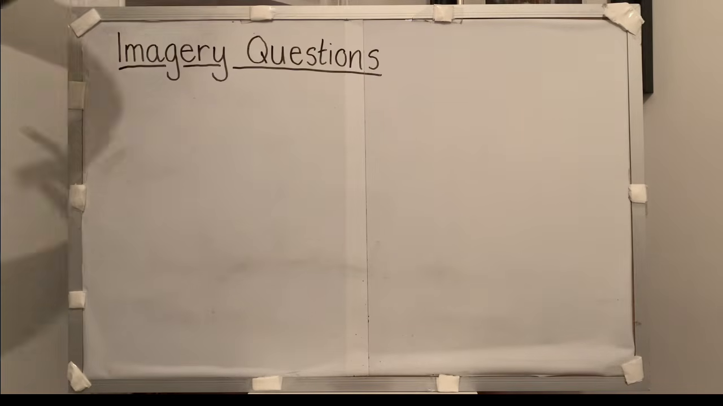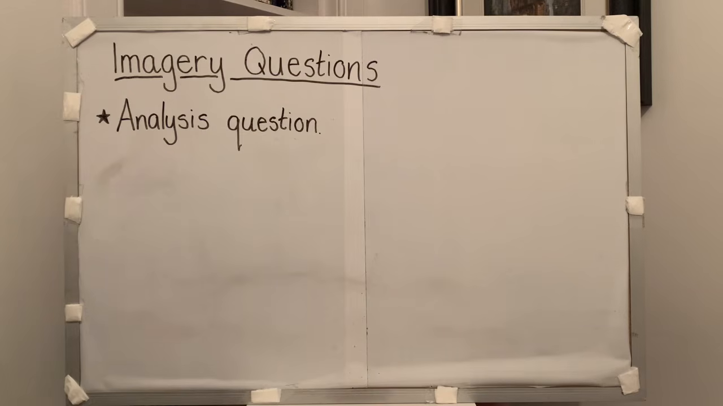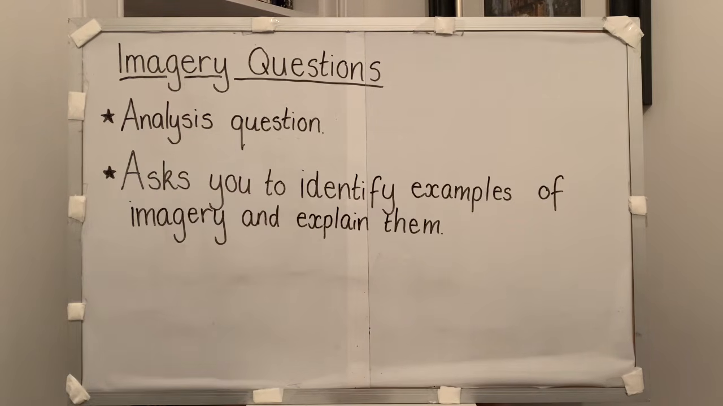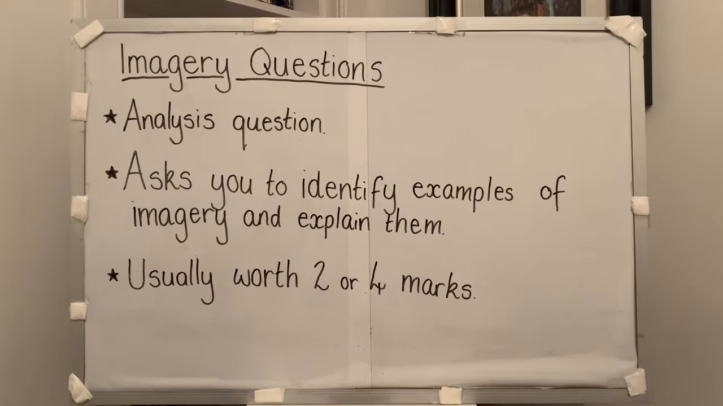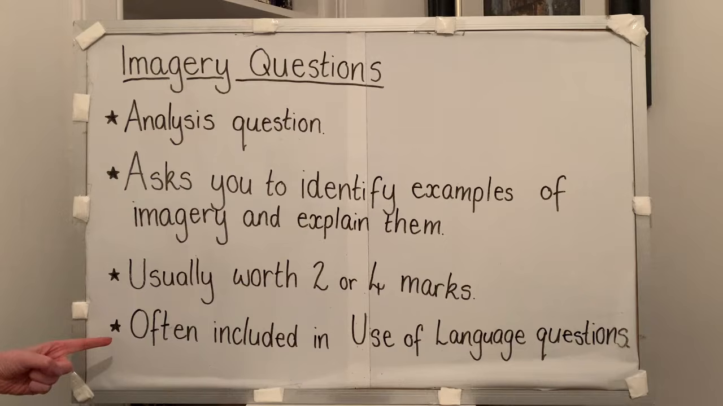So what do we need to know about imagery questions? Well, they are a type of analysis question, just like sentence structure and word choice questions, which we've already done. They are basically asking you to identify examples of imagery and be able to explain them as fully as you can. They're usually only worth 2 or 4 marks, and I will explain a little bit later on how you get those marks. And also, they are often included more as part of use of language questions as opposed to imagery questions on their own.